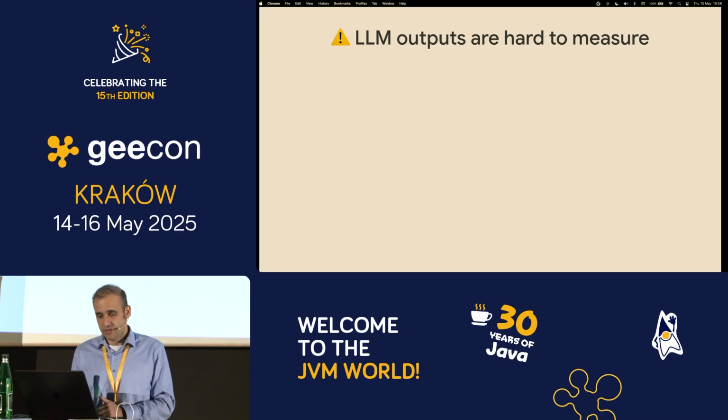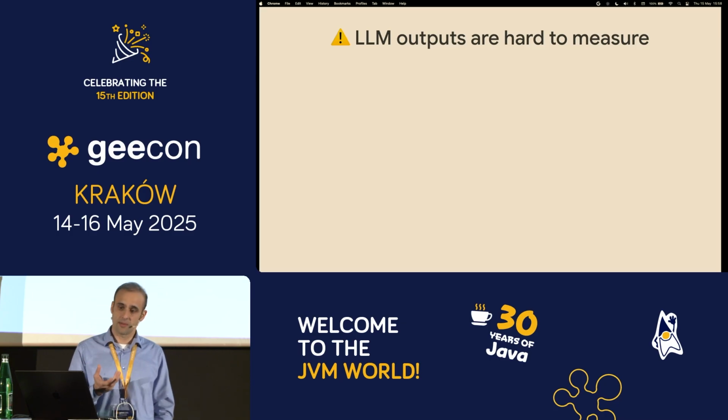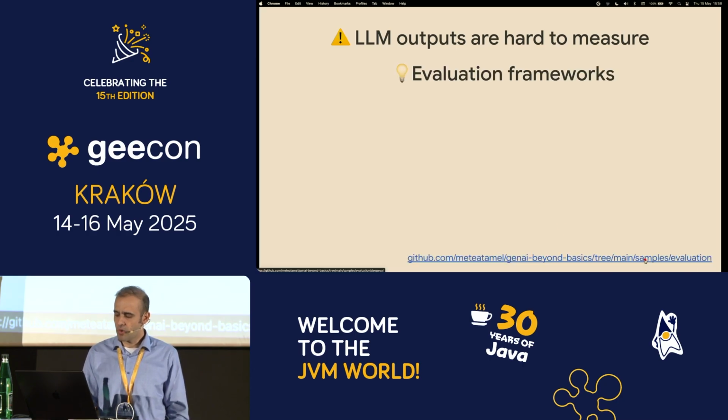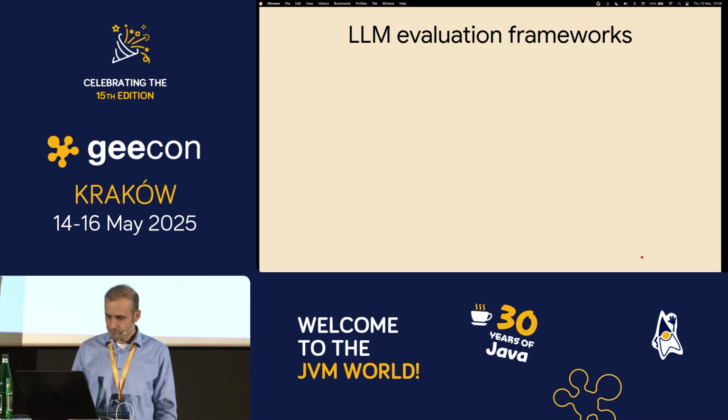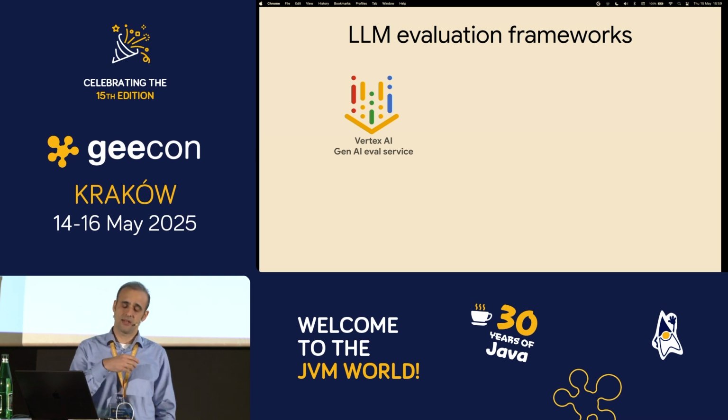All right, so the big topic is measurement. How do you measure LLM outputs and make sure they're good? Well, you need to use an evaluation framework. In my repo, I looked at 3 to 4 different evaluation frameworks and compared them, so you can check my repo for examples. But just to give you an overview, if you're on Google Cloud, there's the Vertex AI Gen AI evaluation service. It has computational-based and model-based metrics that you can use.